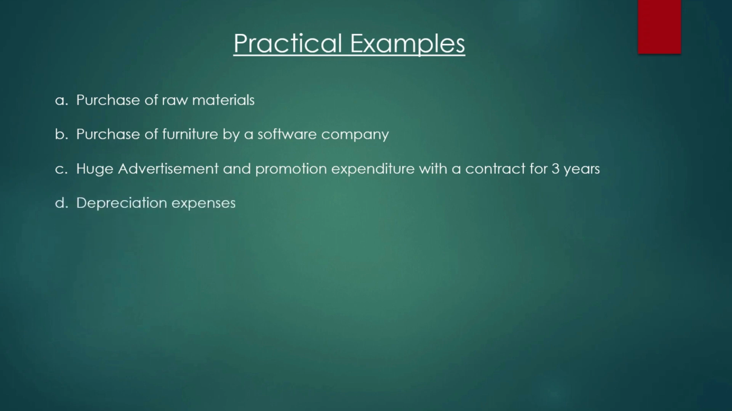Next example is depreciation expense. So depreciation expense is again something which is actually the written off or the depreciated value of the fixed asset that the company has purchased, and it has to be allocated to the profit and loss account over the life of the asset. So it is a revenue expenditure.